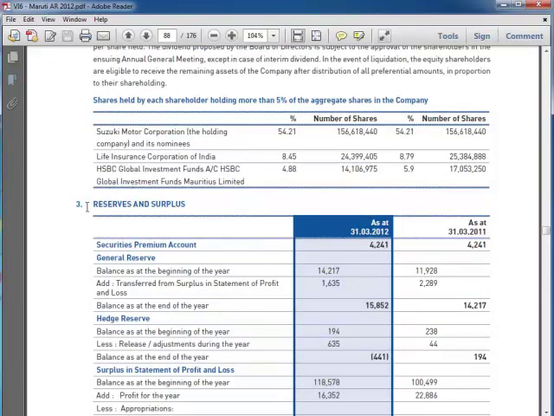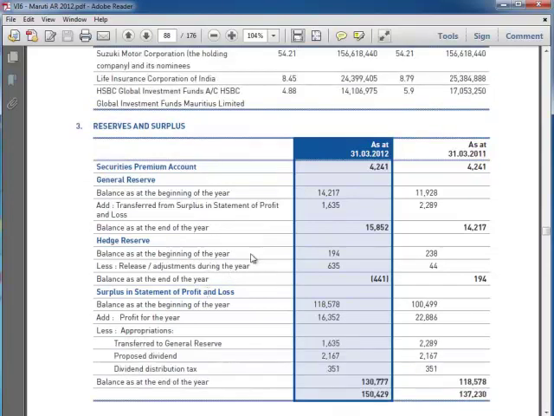Point 3 is reserves and surplus. So this was the second part of equity, right? Shareholders' equity, and then this refers to how we actually come up with this number. So general reserve, there's a hedge reserve, surplus in the statement of profit and loss, and then again you can go through each of these items to see exactly what comprises the reserves and surplus.